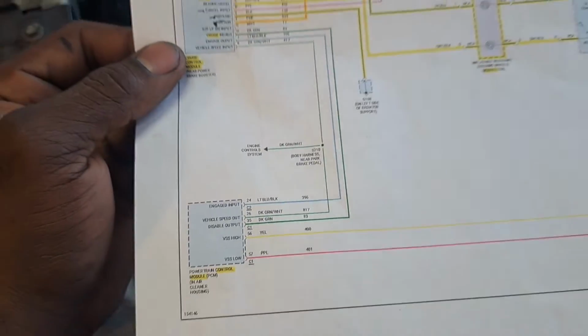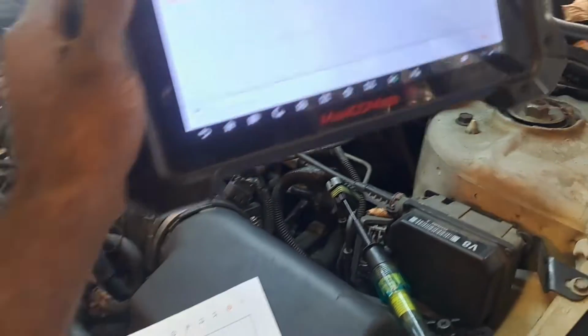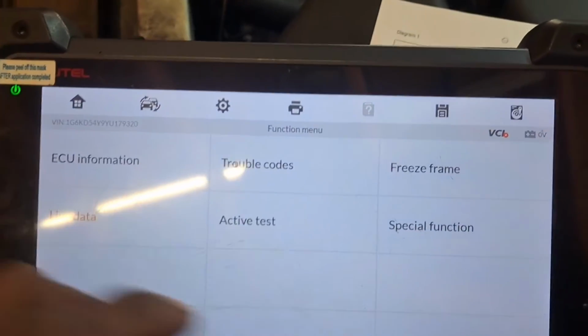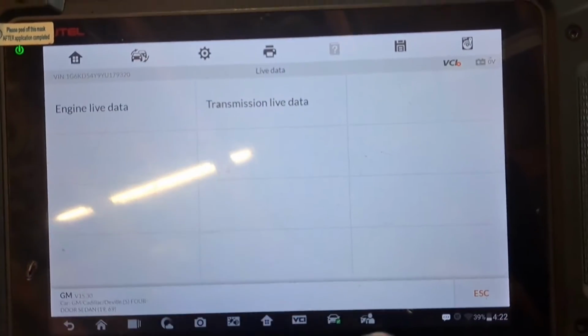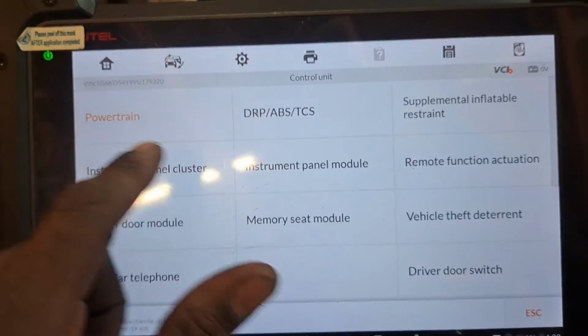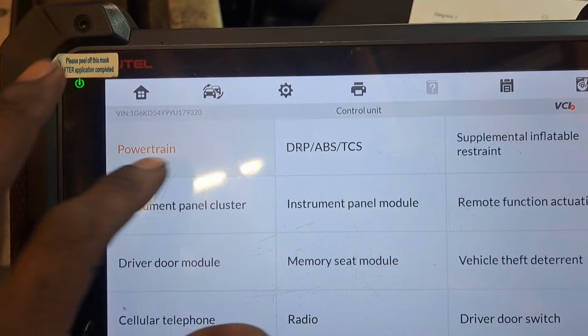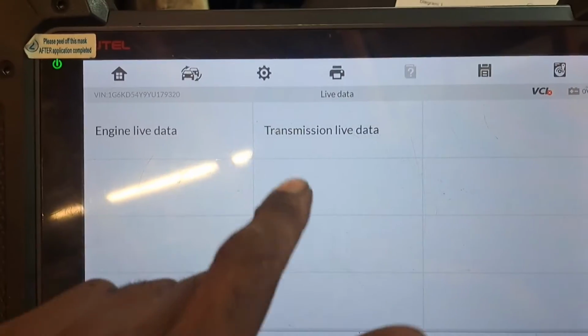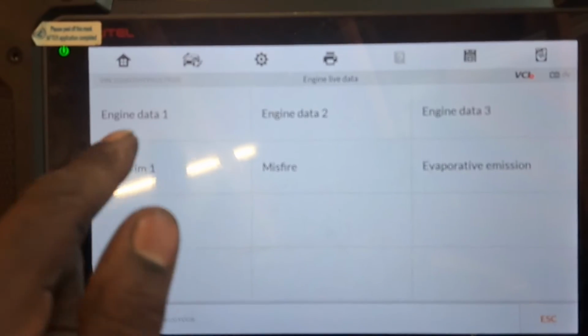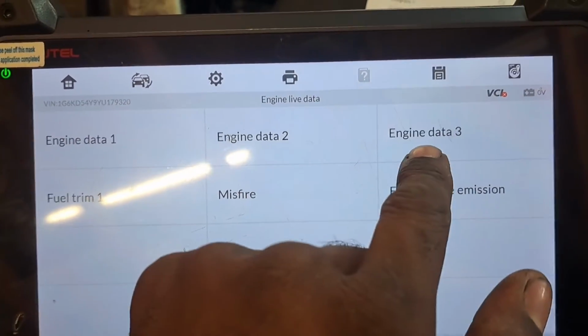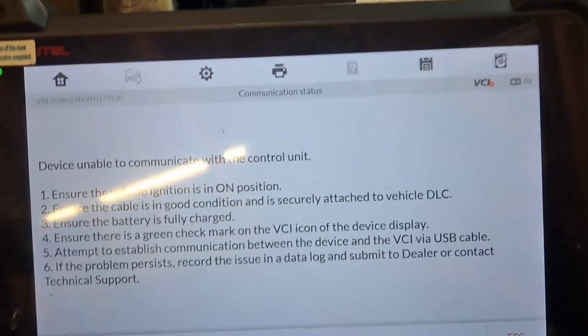After a certain speed is achieved, the PID data is going to change. This is where the scan tool comes into play. To access this information, you'll go into the PCM, the powertrain control module, go into live data, go into the engine data. Now, I had to search for this, and I found it in engine data 3.